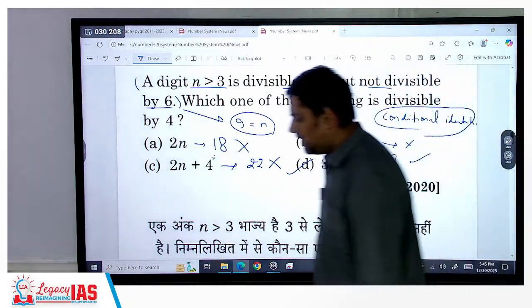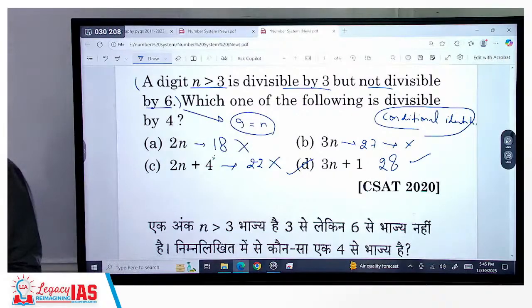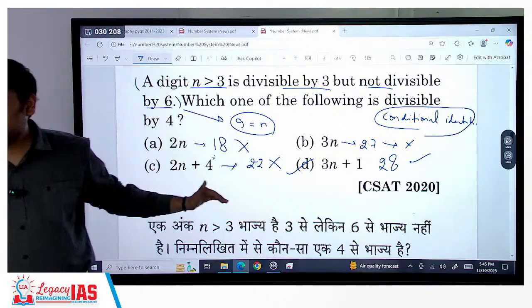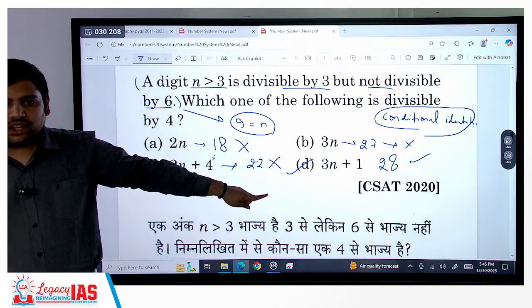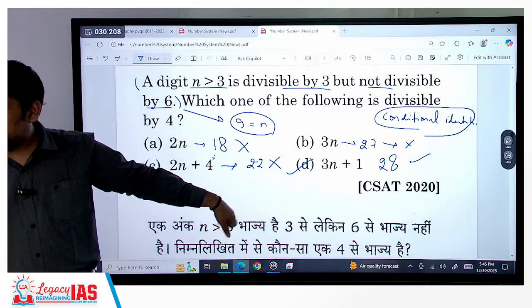Okay, one note I think I have made you write before also, that whenever you have to go through options successively, always start from the back end. That is, always start from D. This you have written, correct?